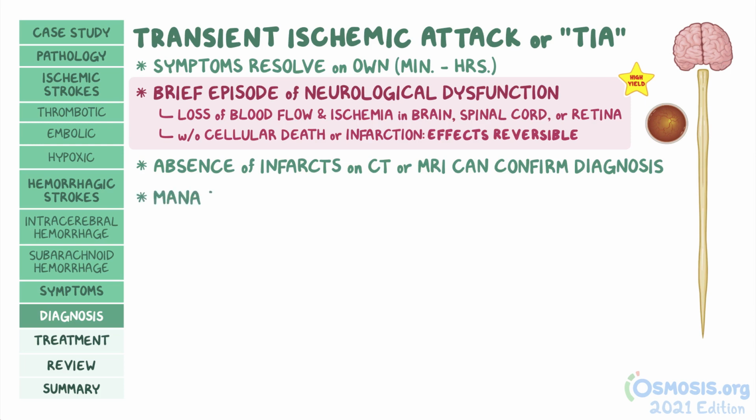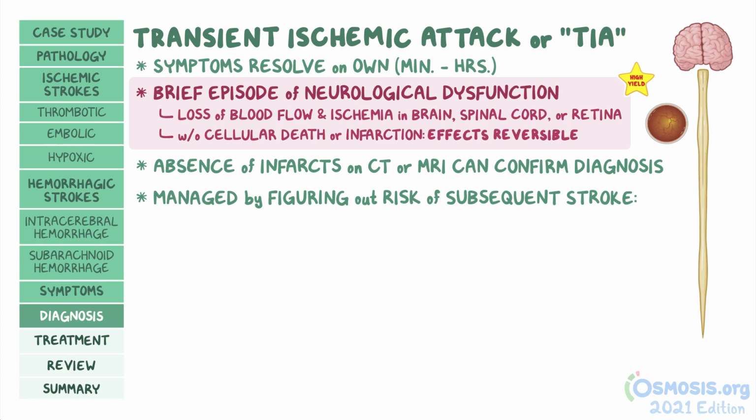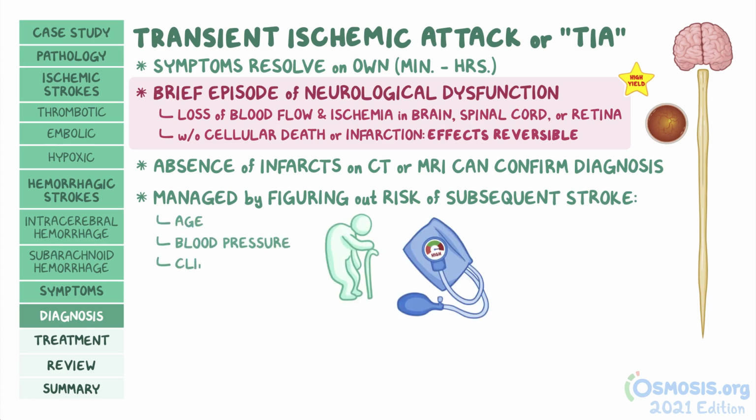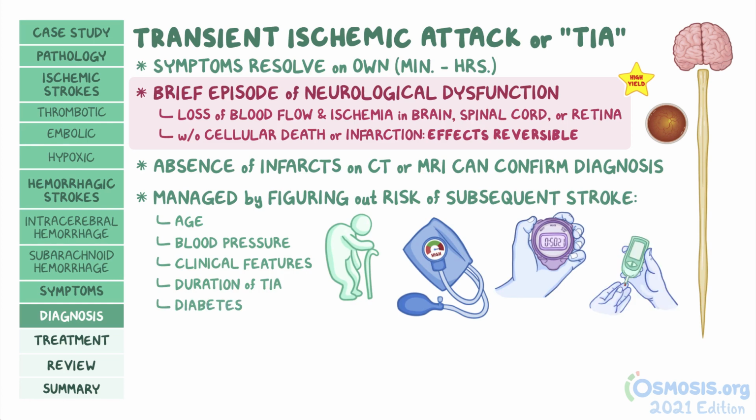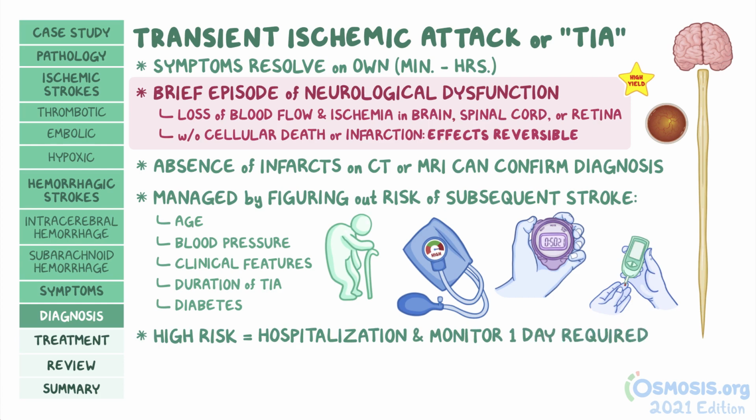A TIA is managed by figuring out the risk of subsequent stroke, taking into account the patient's age, blood pressure, and clinical features, and the duration of the TIA and the presence of diabetes. If the individual has a high risk, hospitalization and monitoring for 1 day is required.